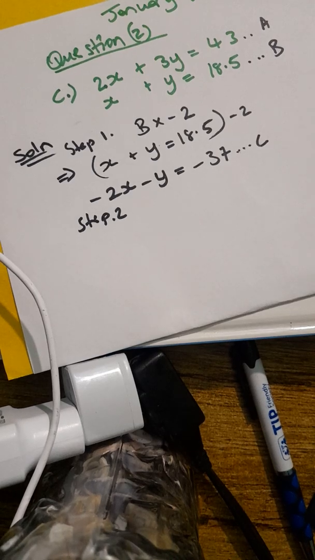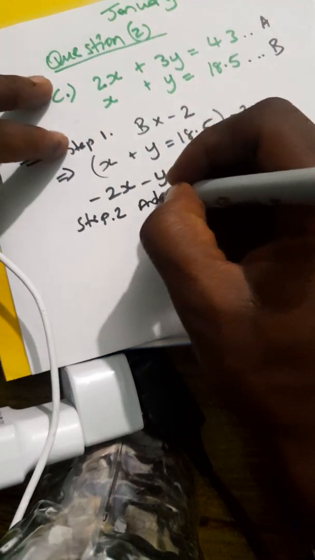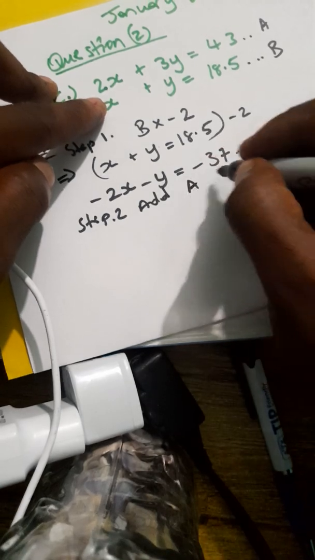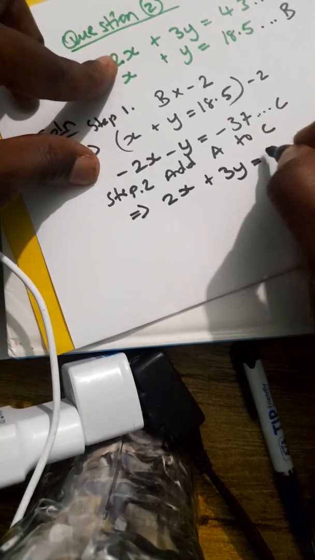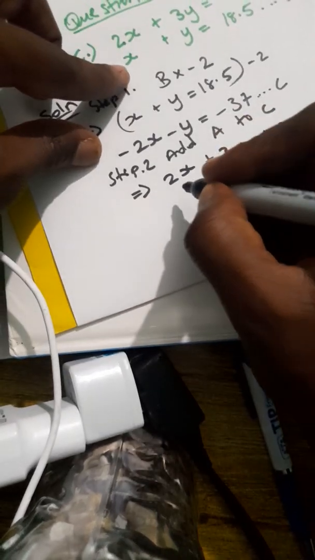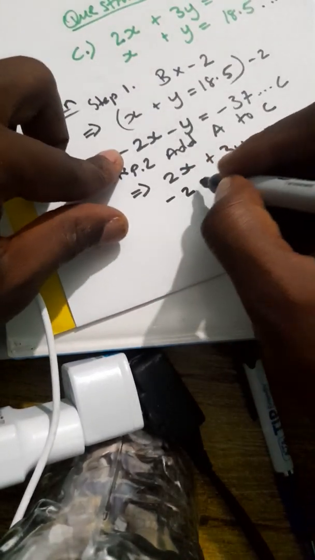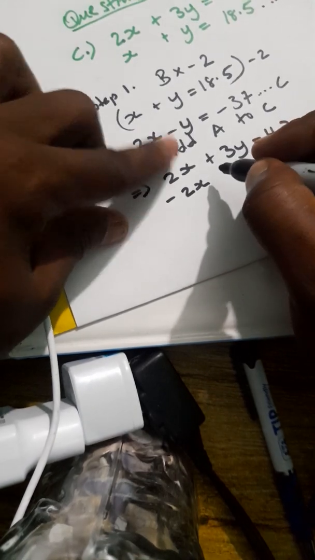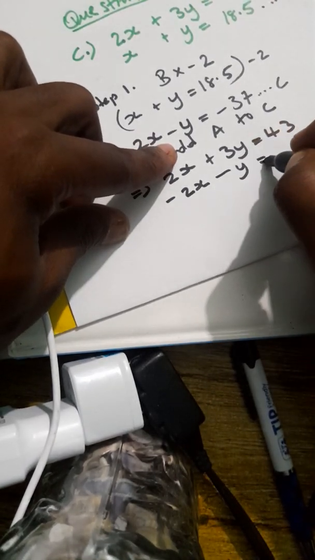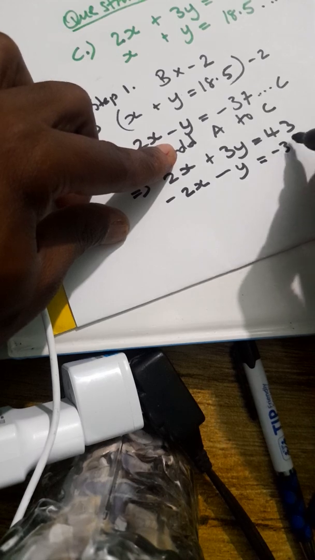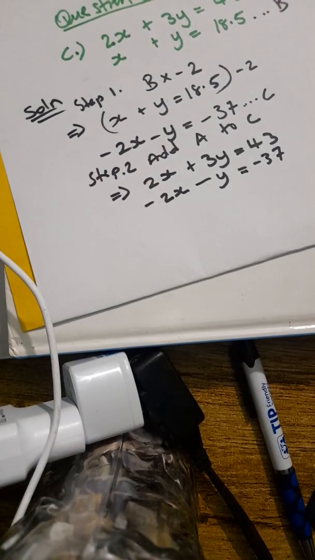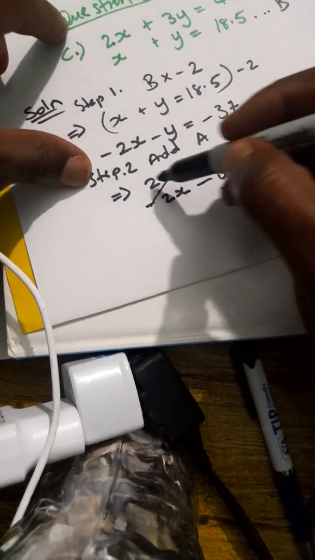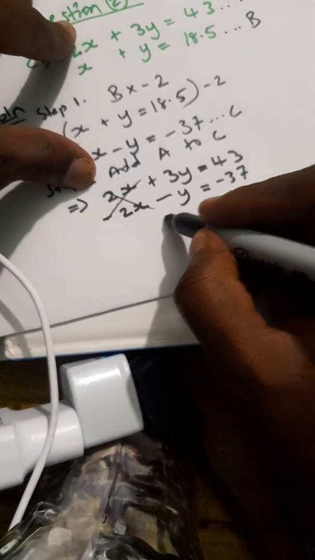Okay, step 2: add a to c, which gives a new equation. So what is a? That is 2x plus 3y equal 43. And this is now minus 2x minus y equal minus 37. What is automatically eliminated? The x. And then you add now.